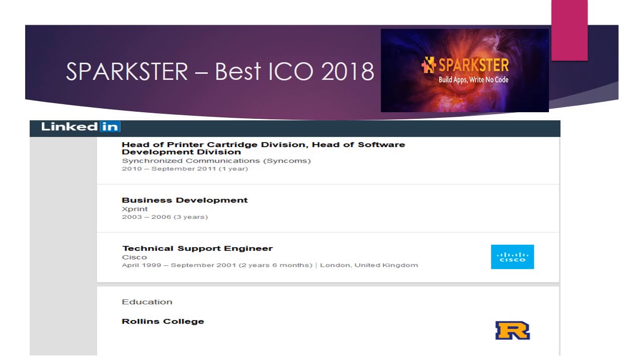Then you can see that he has worked with business development experts, and he's a graduate of Rollins College and worked as a technical support engineer at Cisco as well. So definitely, he is a guy who has sound experience, sound vision, and I'm sure that he has built up a very good team as well, which we can see, and definitely he and his team are going to drive this ICO.